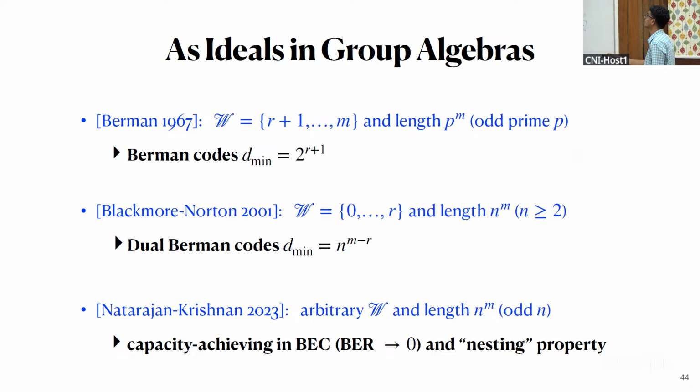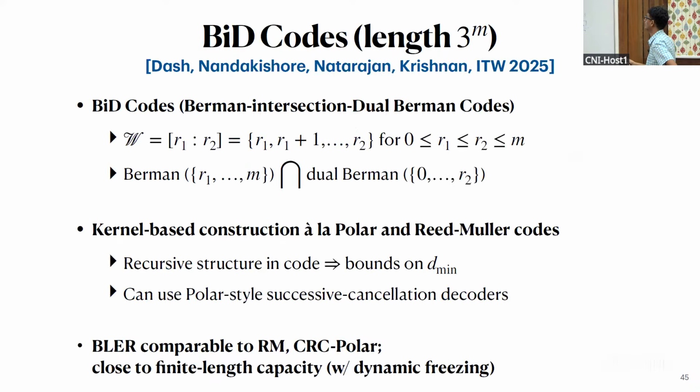So when you choose W to be the set starting from an integer and going up to m, these are called Berman codes. Minimum distance is well known in closed form to be 2 to the r plus 1. The dual codes have W starting from 0 going up to some integer. You stop there. And here also the minimum distance is known. What we studied recently was the intersection of Berman and dual Berman codes. In this case, W starts from an integer and goes up to some other integer, from r1 to r2. So we showed a kernel-based construction, and then we got bounds on the minimum distance.